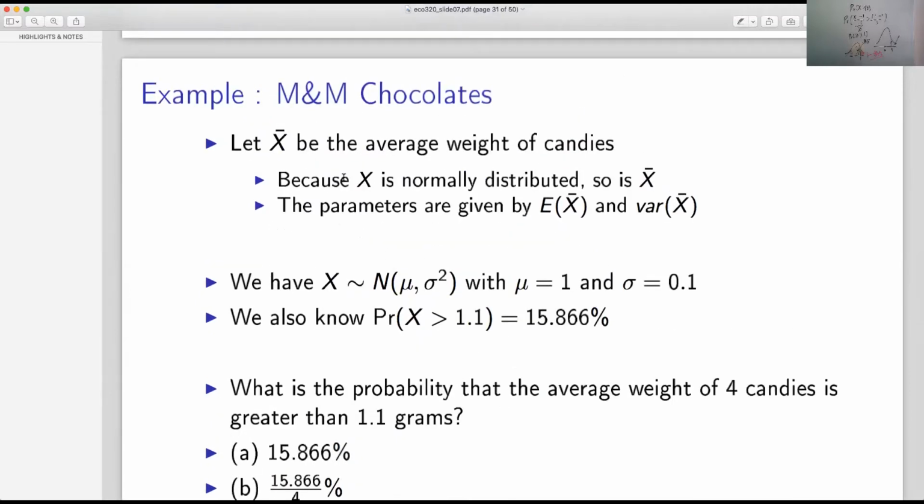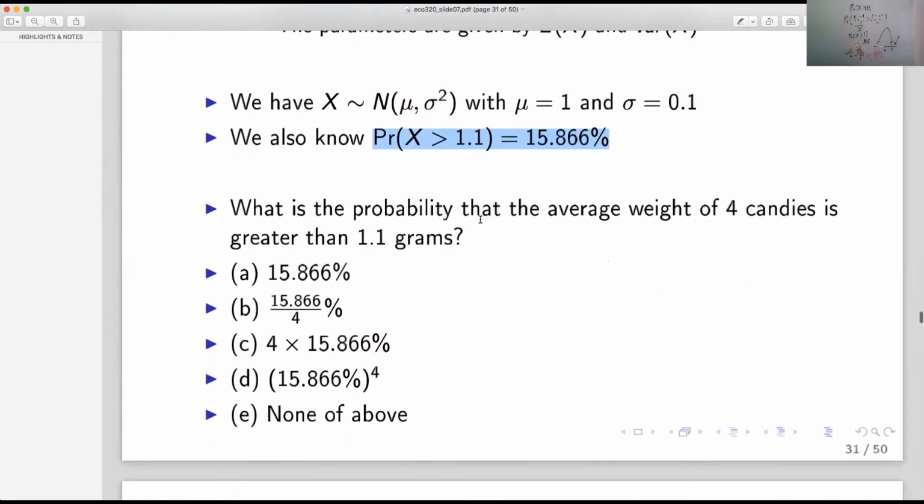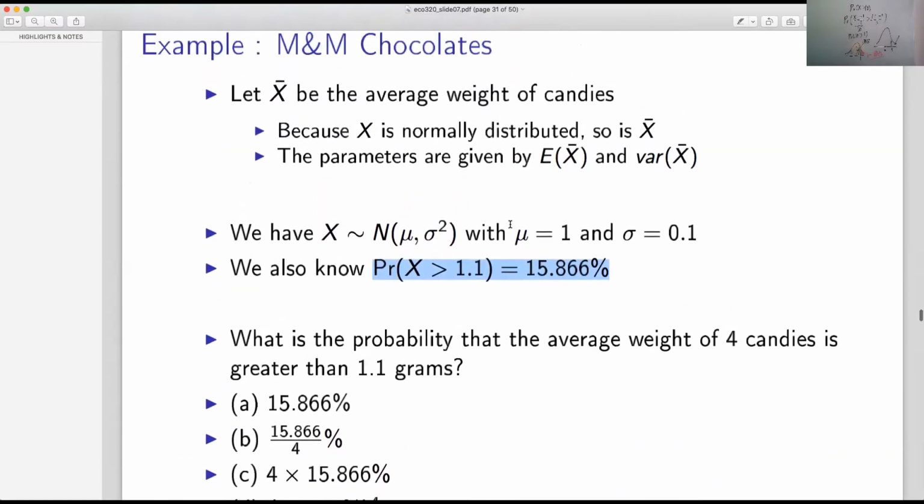So let X be the average weight. Since we know X is normally distributed, and these are things we can get, and we were able to get it, right? So we know the probability of this is this. So what is the probability that the average weight of 4 candies is greater than 1.1?